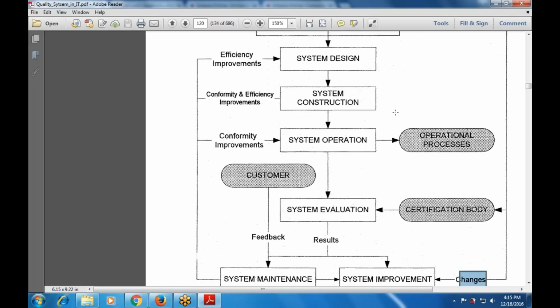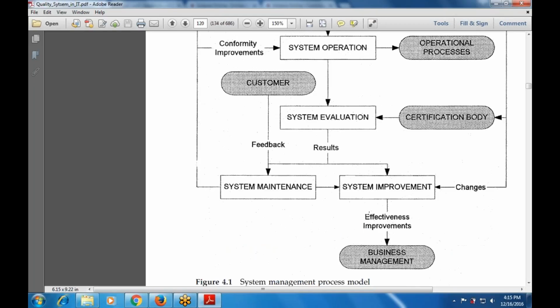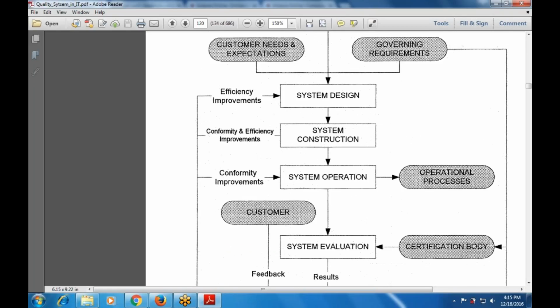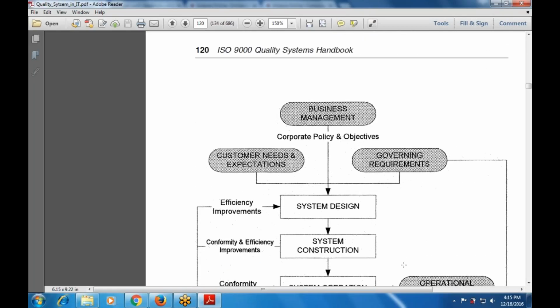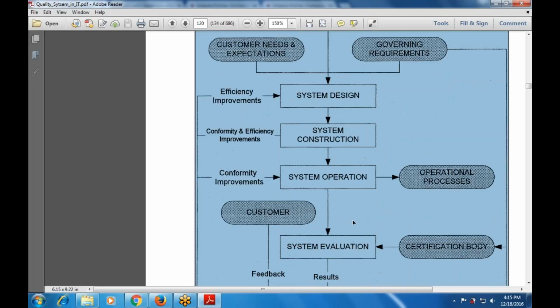Operational process, customer, system evaluation, certification body, then system maintenance, system improvement. If there are any changes in the system improvement, that is used for the effective improvement. Then business management, that is the next one. So one is business management, one is customer needs and expectations, one is governing policy. When we compile each of these, that results in the system design. Then there is system construction, then system operation. These are the three terms compiled with each other: design, construction, and operation.